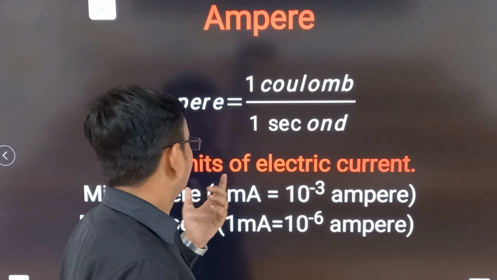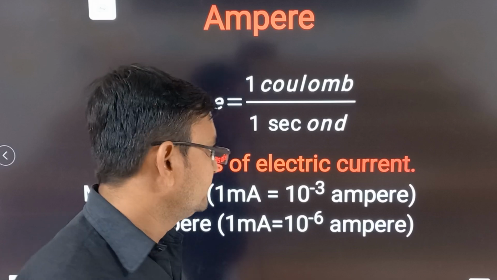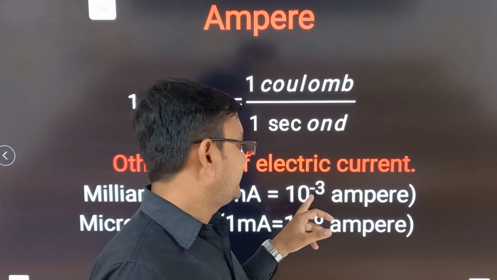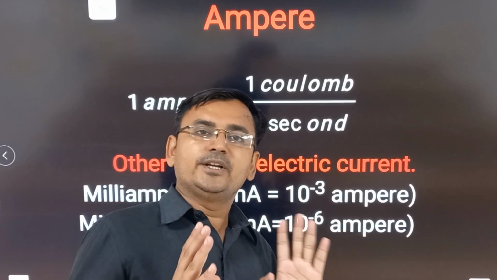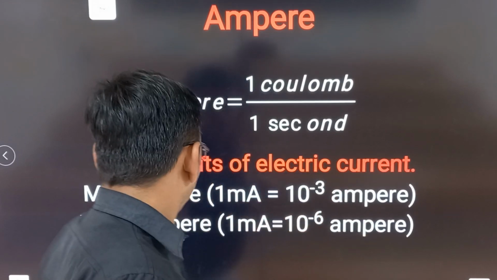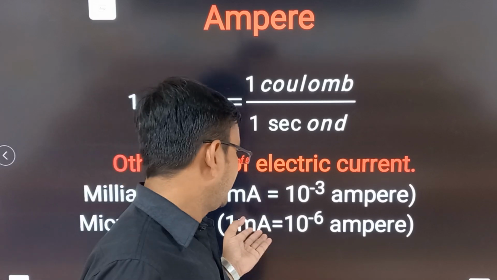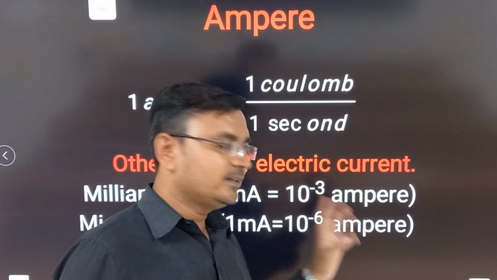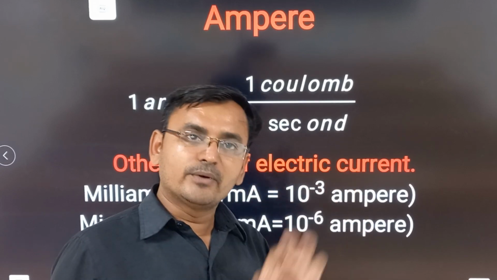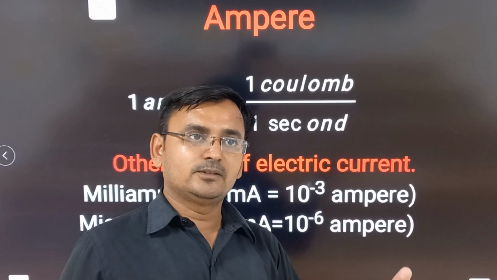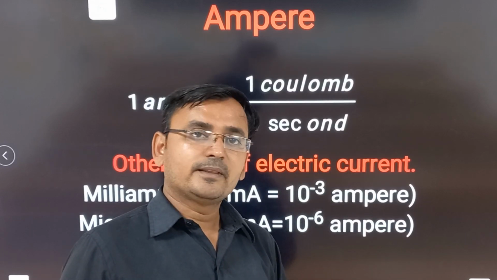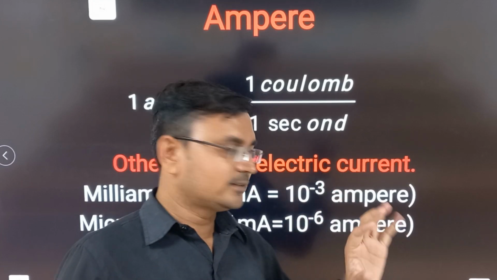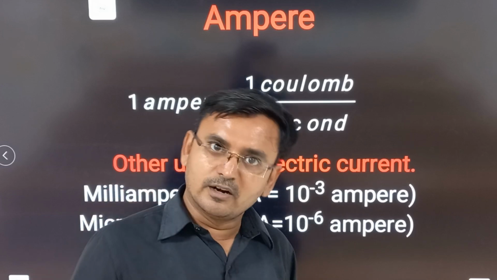Now, what are the other units of electric current? Milliampere. Milliampere means 10 raised to minus 3 ampere. So it is a smaller unit of current. Another smaller unit is microampere. 1 microampere is equal to 10 raised to minus 6 ampere. So it is a very small amount of current. For example, in our mobile phones there is a very small amount of current. So for smaller circuits, we have to define the current in smaller units.